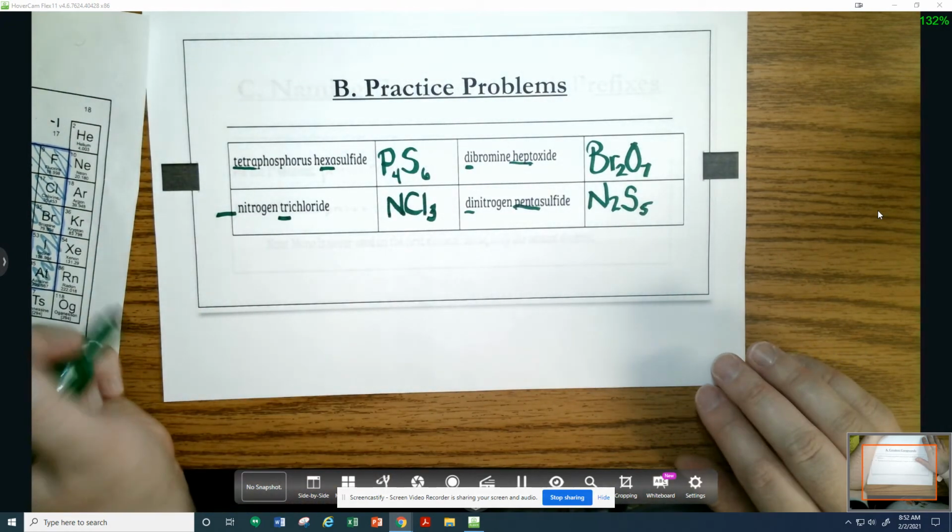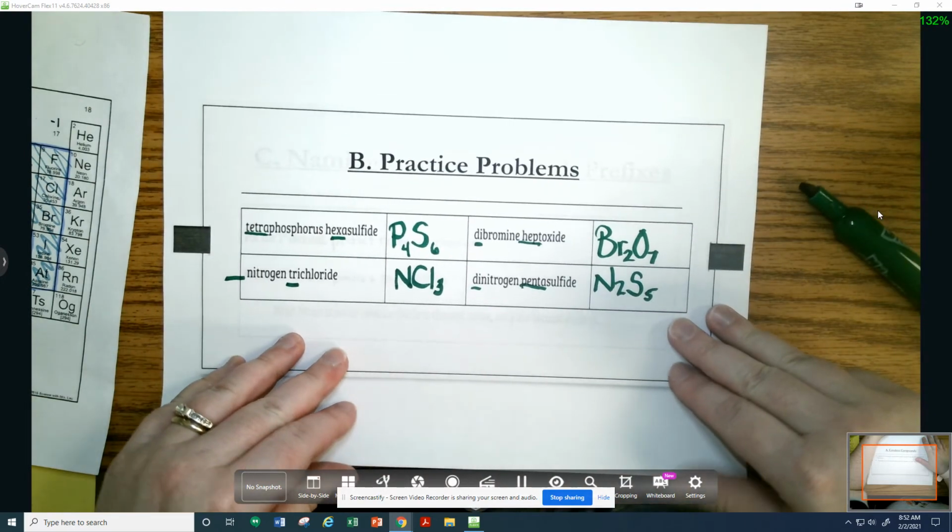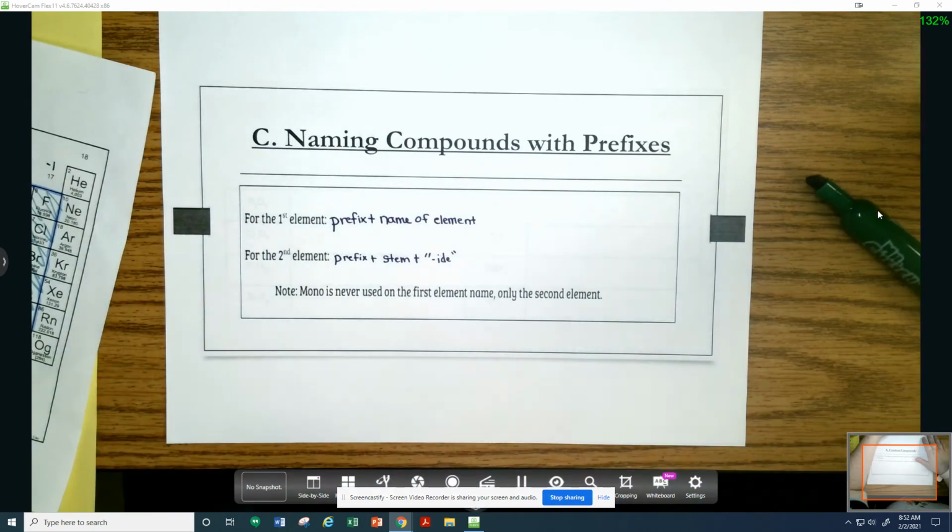And that is all done with going from a name to a formula. Now the other half is going in reverse, to a full name.